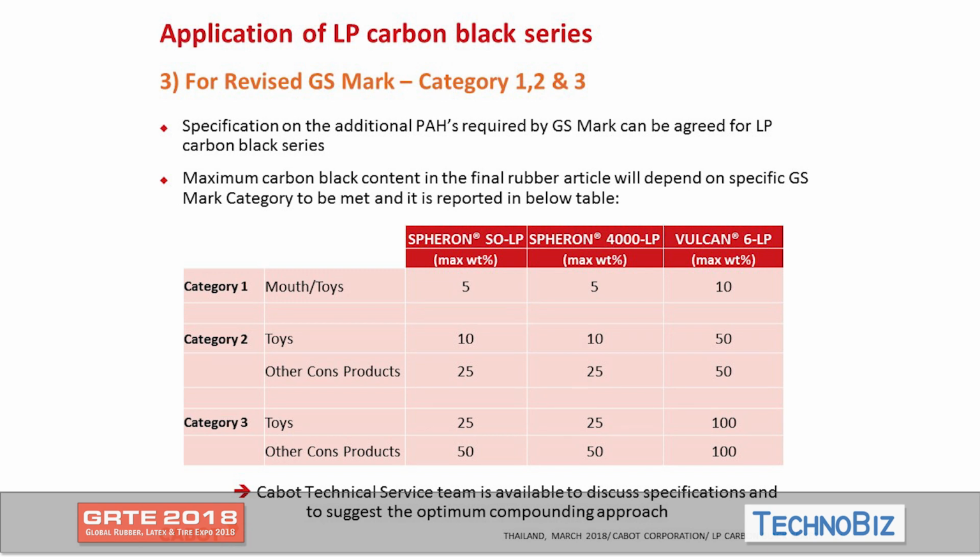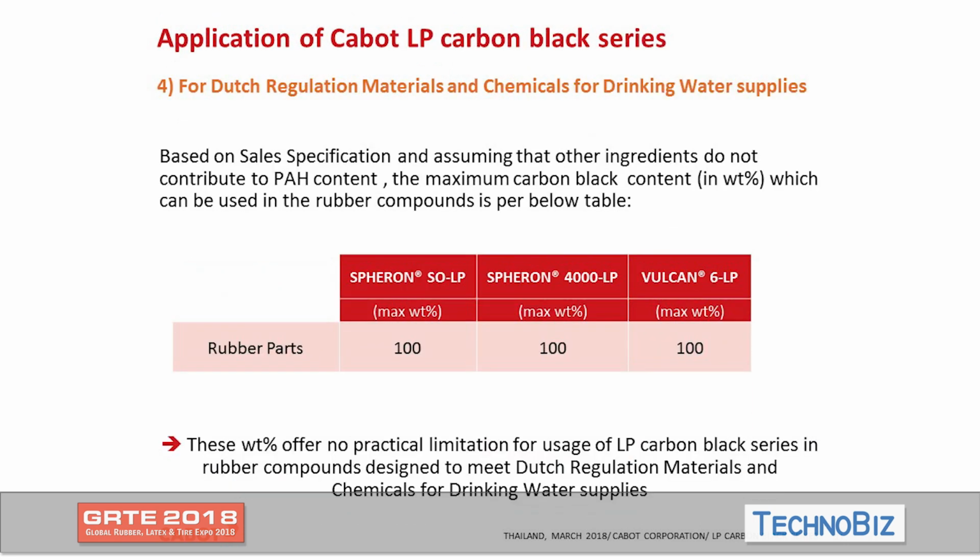So roughly, this is only from our formulation recommendation. It's purely based on the specification. In reality, people can do the adjustment based on the formula by different requirements. For Dutch, for Netherlands, drinking water supply is also almost unlimited, 100%.